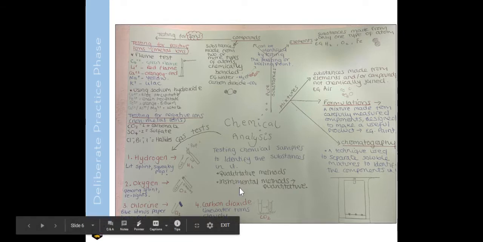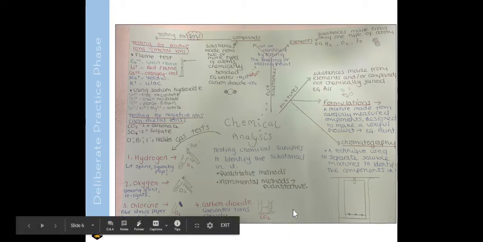I didn't have enough room to include the descriptions for the negative ions tests, but if you could include them, that would be brilliant. I've also included a little section here at the bottom about instrumental techniques, which can give us quantitative data. It can tell us how much of an ion is in a compound, as opposed to just telling us what ion is in a compound.